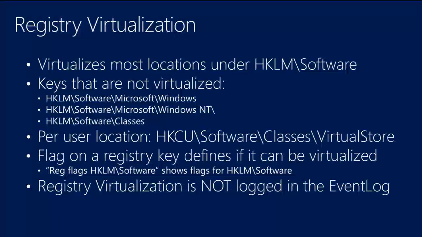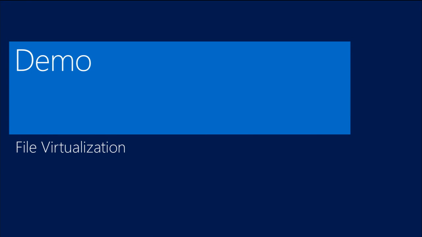Now, the same thing can be done for the registry for HKey local machine software keys, but then the redirection takes place to HKey current user. And you can disable it for the registry by using flags on certain registry entries. There is the reg.exe tool that you can use to flag certain locations not to redirect these write operations. Now, if registry virtualization happens, there is nothing registered in the event log. So for file virtualization, it is registered. For registry virtualization, it's not. Now, I can show you how this works.